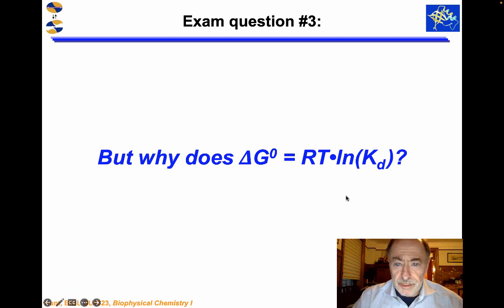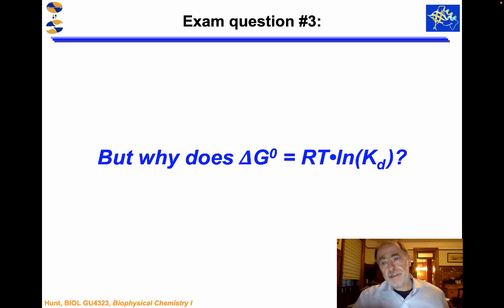You have probably seen this many times in one form or another. Most likely you first saw it as delta G, free energy, equals negative RT ln K, where K is the equilibrium constant. But the dissociation constant, as we have covered before, is the reciprocal of an equilibrium constant, so that gets rid of the negative sign. And so in biochemistry, this would be the most commonly used form of the Gibbs equation.